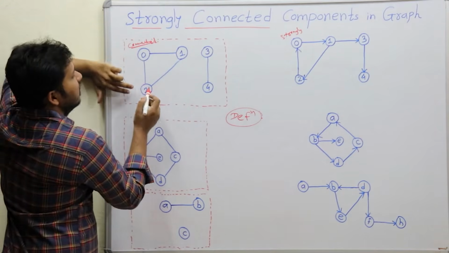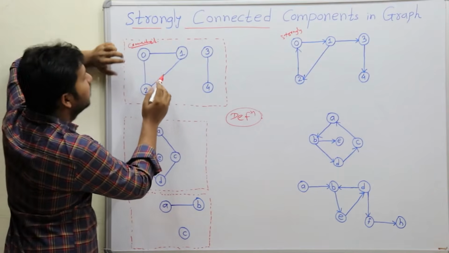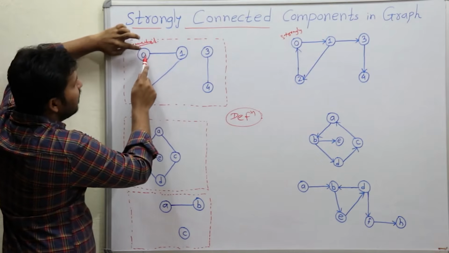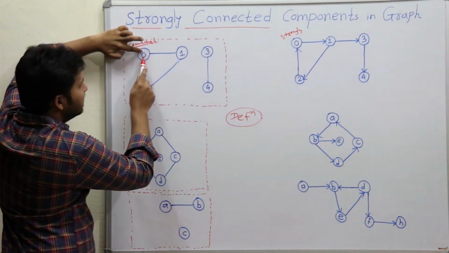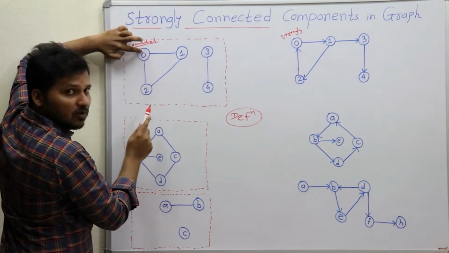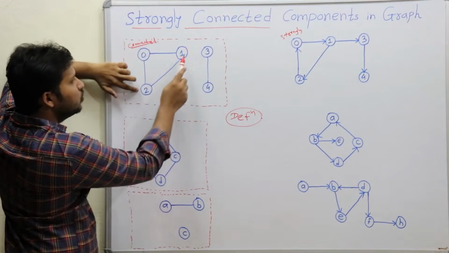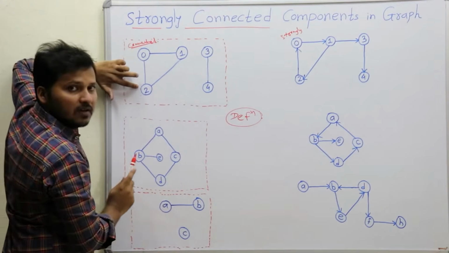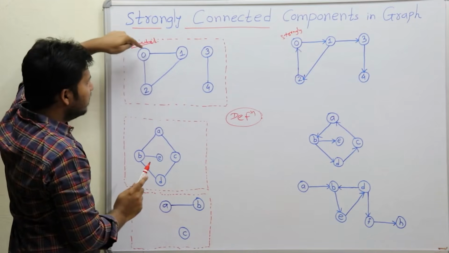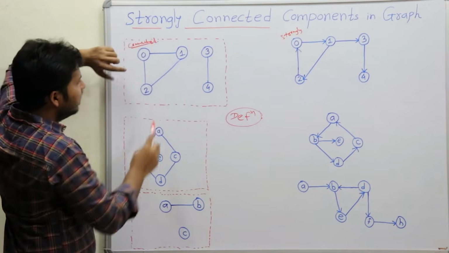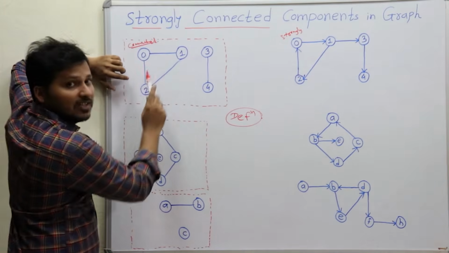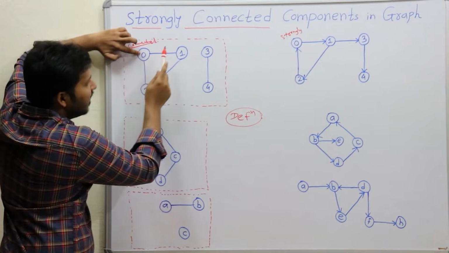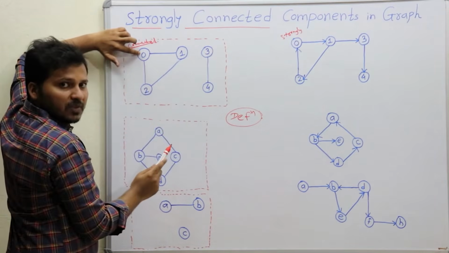You can see this is an undirected graph, means you can travel both ways. So there is a path from 0 to 1, there is a path from 0 to 2. Now there is a path from 2 to 1, 2 to 0, there is a path from 1 to 0, 1 to 2, right? So every vertex in this component has a path to every other vertex, right? But vertex 0 does not have a path to vertex 3, right?